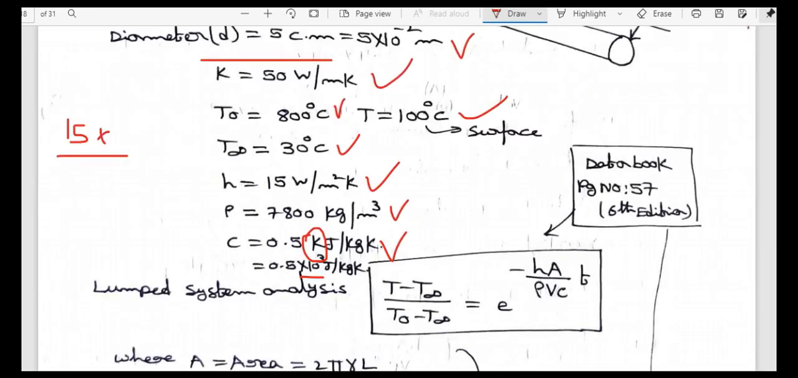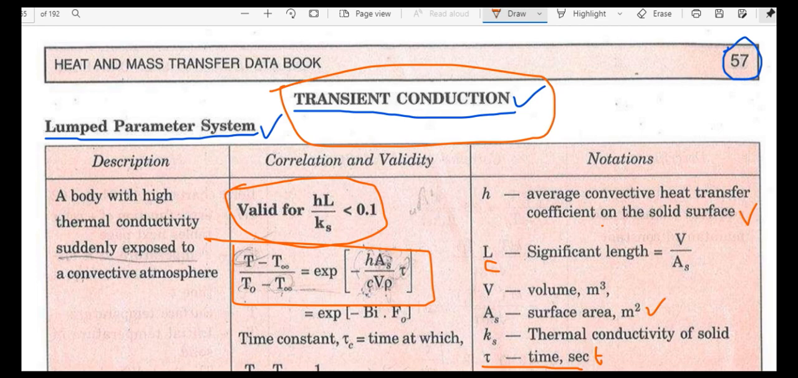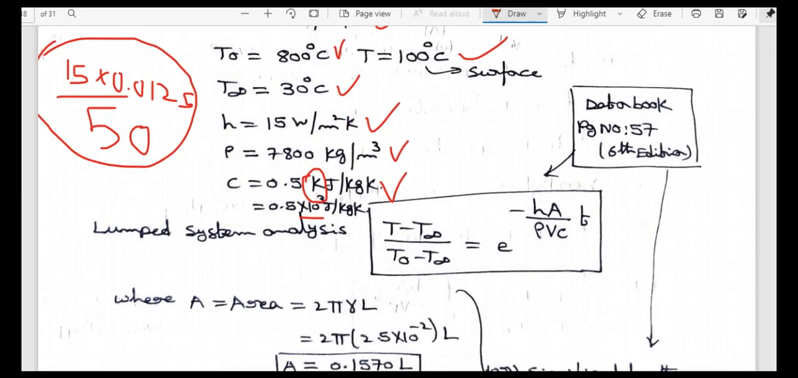0.0125 into 15, whole divided by the thermal conductivity. What is the thermal conductivity? 50. This value is always less than 0.1. That's why I am considering this equation: T minus T infinity over T naught minus T infinity is equal to exponential function minus hAs by rho Cp V into time. So this is the formula.